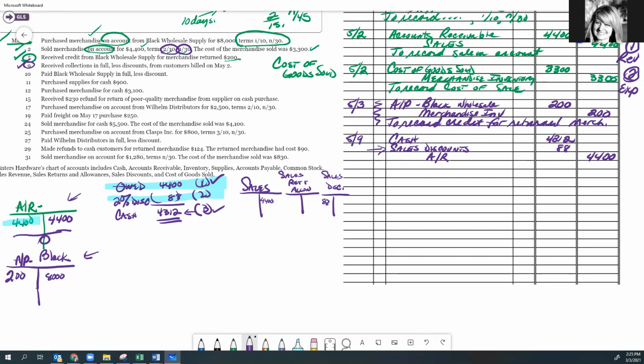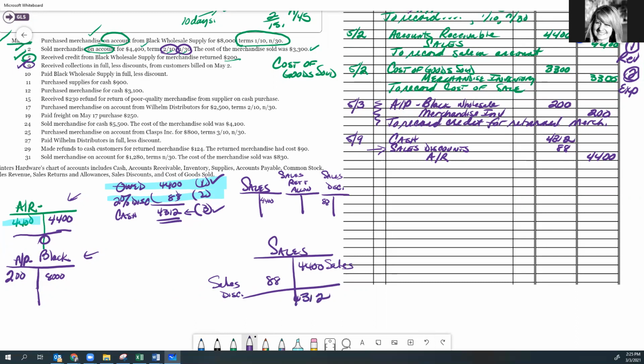And so rather than using one account, we don't do this. I'm just going to show you this and then I'm going to erase it. If we used one account, we would credit our sales 4,400 and then debit our sales 88. This would be our sale. And this would be the sales discount that our customer took by paying early. And then we would have net sales of 4,312.